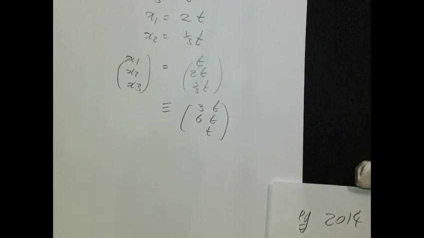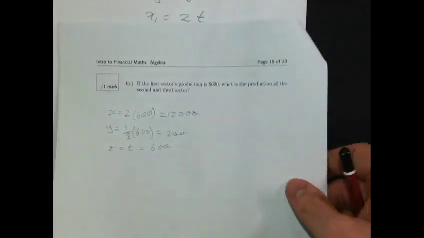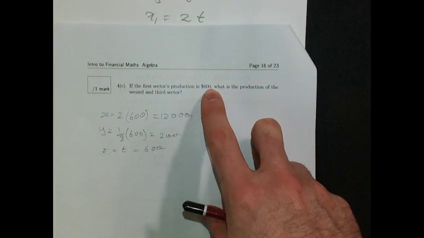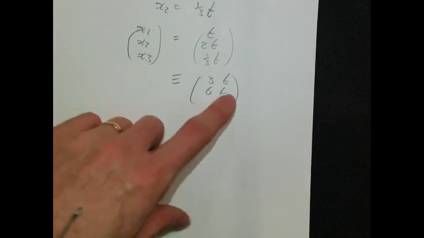So if I produce 3 in industry 1 and 6 in industry 2 and 1 in industry 3, that'll work. Or if I produce 1, 2, and a third, that'll work as well, and any multiple of that will be fine. So that means that we still need one more bit of information to actually figure out how much production is going on around here. And then in question C it says, if the first sector's production is 600, what's the production of the second and third? And so we're saying that this one here is 600.